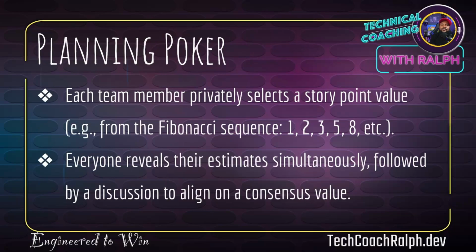So planning poker. Each team member privately selects a story point value, for example, from the Fibonacci sequence, which I did upload a video about to techcoachdrive.dev, where I was breaking down how to use a Fibonacci sequence, what the numbers mean, and why. That was my first Scrum night that I did with the Tech Barbarians. It is in the Patreon. Really, really good video. Everyone reveals their estimates simultaneously, followed by a discussion to align on a consensus value.